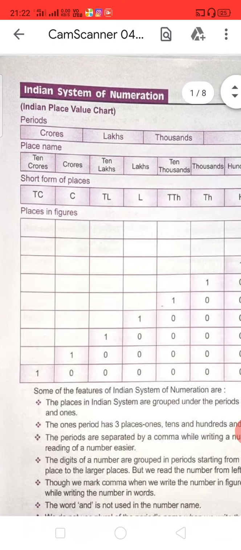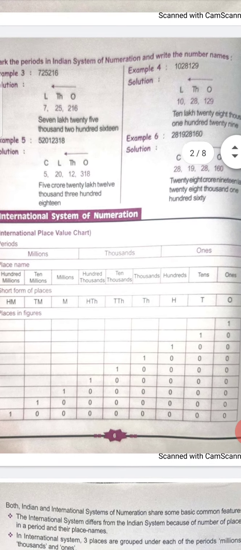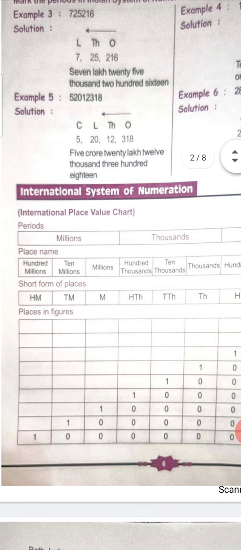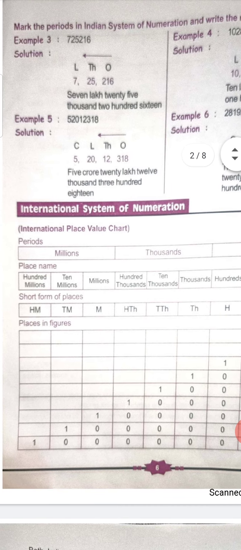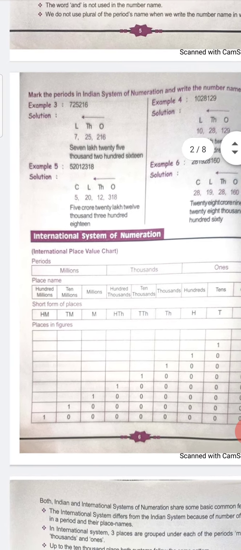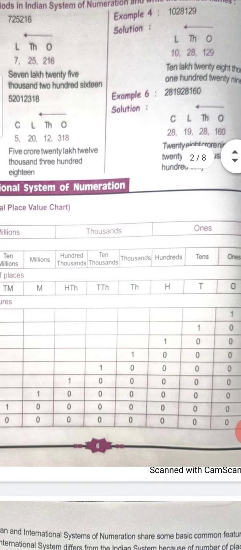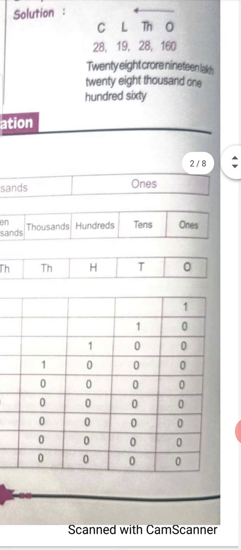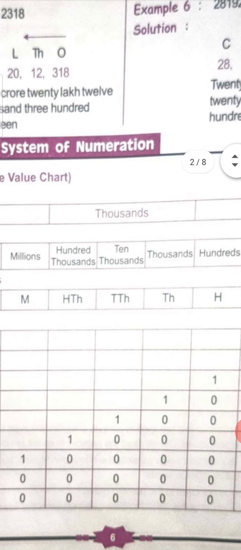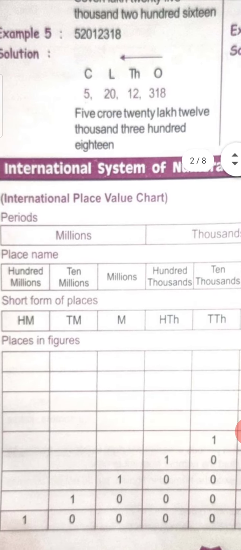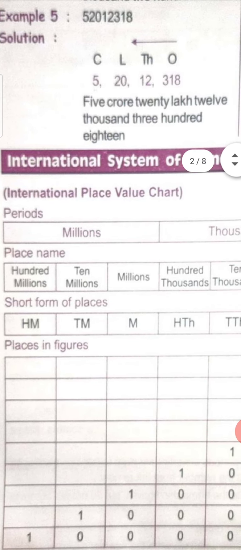Now see the international system of numeration. The international system of numeration has 4 periods: ones, thousands, millions and billions. But you have to read only ones, thousands and millions. Now see here, the ones period has ones, tens, hundreds. The thousands period has thousands, 10,000s, 100,000s. The millions period has millions, 10 millions and hundred millions.